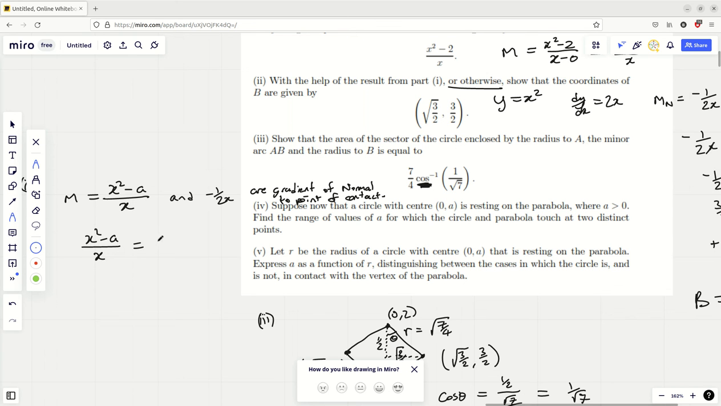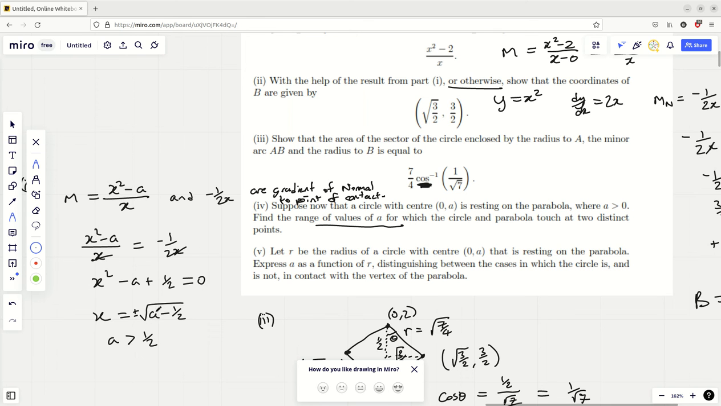So I'm going to equate this to minus 1 over 2x. I'm going to cross out the x's, and I'm going to get x squared minus a plus a half equals 0. And so obviously x was going to be the square root of a minus a half, plus or minus, I guess, really. And I looked at this and I thought, well, what values can a be? Find a range of values of a. Well, a's got to be bigger than a half. It can't be equal to a half, actually.